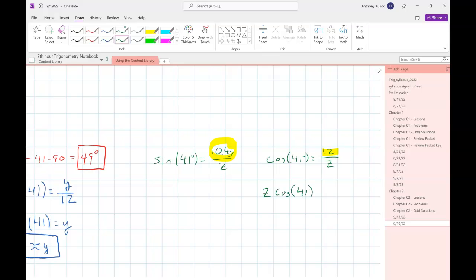So again, I'm going to solve just one of the two. Multiply both sides by z to get rid of the fraction. And then remember, cosine 41 is just a number. So I can divide both sides by cosine 41. And then it's just calculator time.